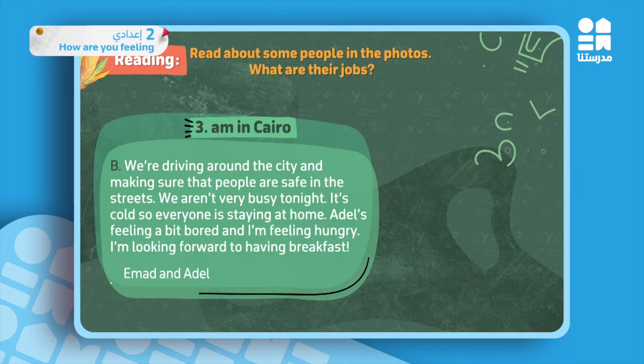I am looking forward, again, to plus gerund or noun. I am looking forward to having breakfast. So here, who are talking? We have 2 new characters, Ahmed and Adil.